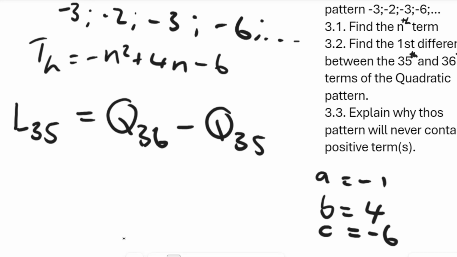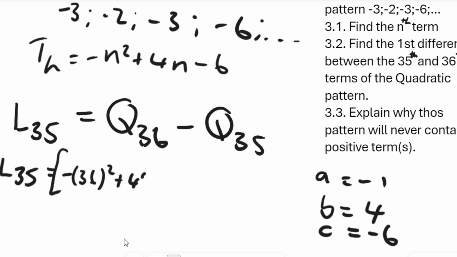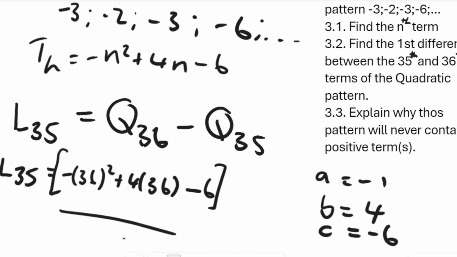So we have here linear term number 35 equals quadratic term number 36. Quadratic term number 36, we put in brackets, okay? Because of these multiple negative signs, don't make mistakes. And then you put everything on your calculator. We have minus, we write 36, we square, plus 4, we write 36, we close, we subtract 6. This is quadratic term number 36 for you.